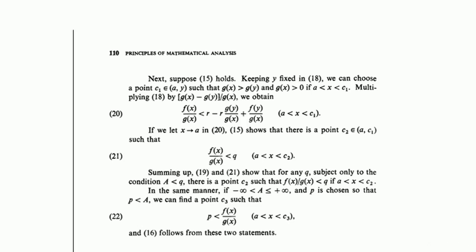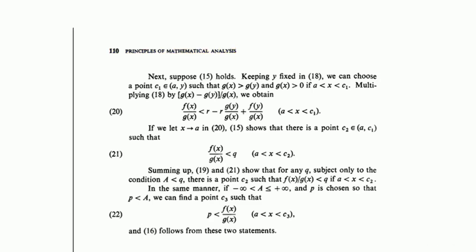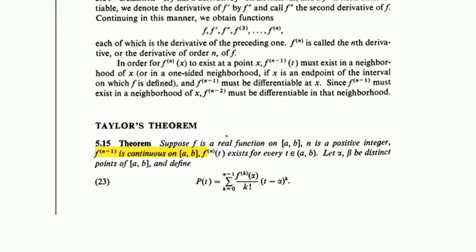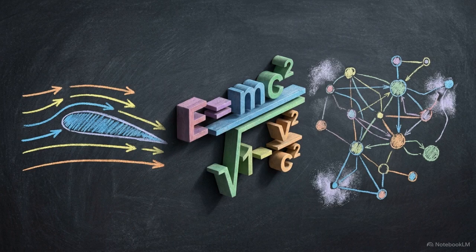But to build that bridge, we have to meet strict criteria. On page 110 of Rudin's Principles of Mathematical Analysis, we see the prerequisites. Derivatives up to the n-1 degree must be continuous, and the nth derivative must exist on our interval. Mastering this theorem establishes the mathematical framework required to process complex physical simulations and large-scale data with predictable accuracy.